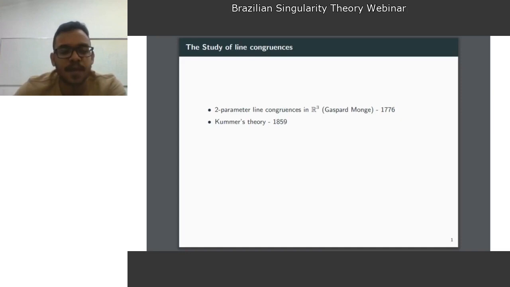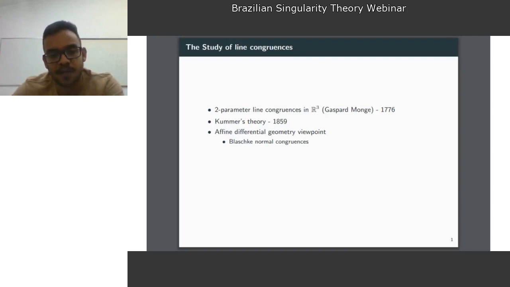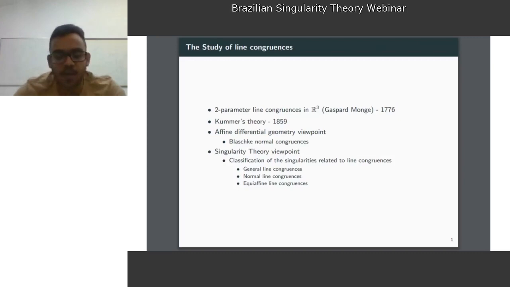And in recent decades, the subject achieved an important development, mainly from the viewpoint of affine differential geometry, especially the Blaschke normal congruence, and also from the singularity theory viewpoint. In this case, the goal is to classify singularities of line congruence. So we look at line congruence as a smooth map, and then we try to classify the singularities in the general case, the normal case, and the equiaffine case, for instance. Inside the equiaffine case, the Blaschke normal case is also included. So we have several authors here, like Max Kreise, Martin Barajas, Ronaldo Garcia, Saji, Isomia, Takeuchi, Samuel Paulino, Luciana Martins, a lot of names.